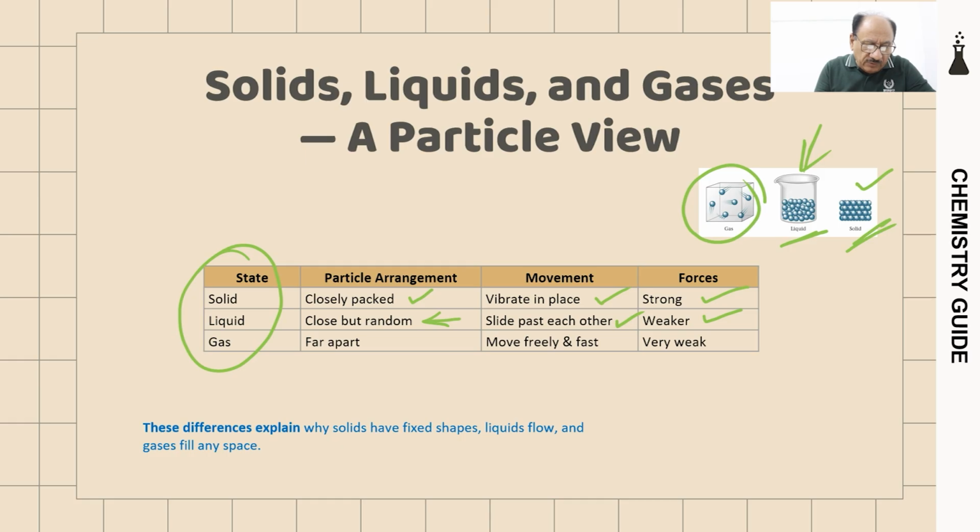And then in case of gas, they are far apart and move freely and fast, and there are very weak forces in case of gases. We can say that these differences explain why solids have a fixed shape, liquids flow, and gases fill any space, because of the forces between all three types of states of matter. And they have physical properties and behavior according to that.